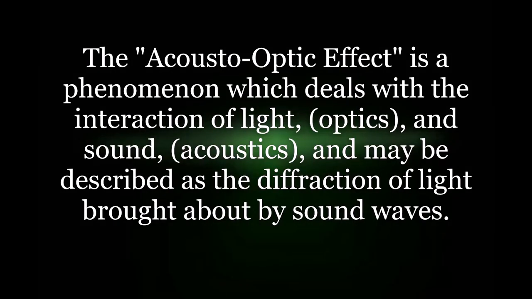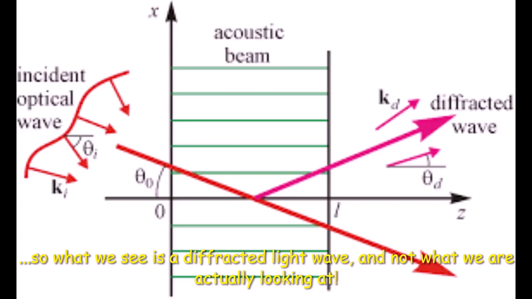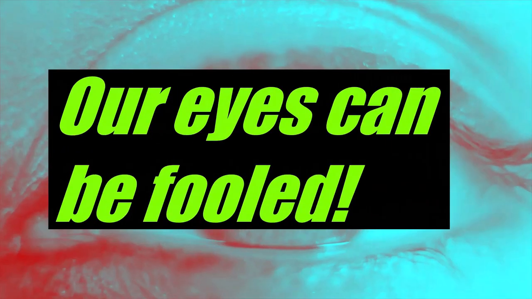Acousto-optic effect is the phenomenon which deals with the interaction of light, optics, and sound acoustics, and may be described as the diffraction of light brought about by the sound waves. So what we see is a diffracted light wave, and not what we're actually looking at. Our eyes can be fooled.